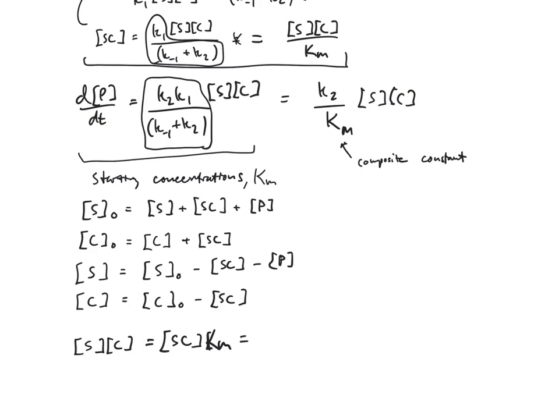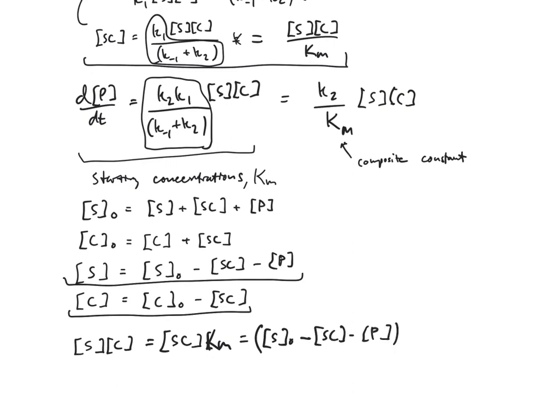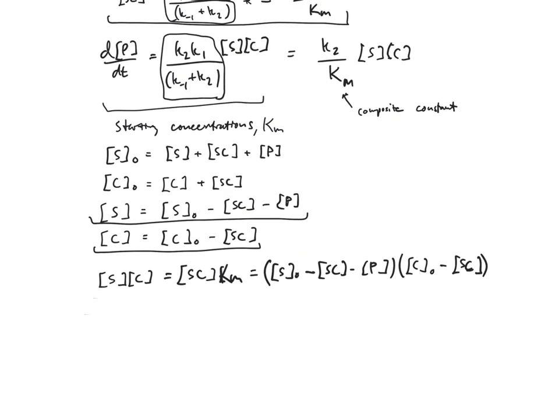And by filling out these values here, S times C becomes starting concentration of S minus SC minus P. Then multiply that times starting concentration of C minus SC. Okay. Now, at this point, we're going to use FOIL. Let's make that all caps, actually. Use FOIL and rearrange.